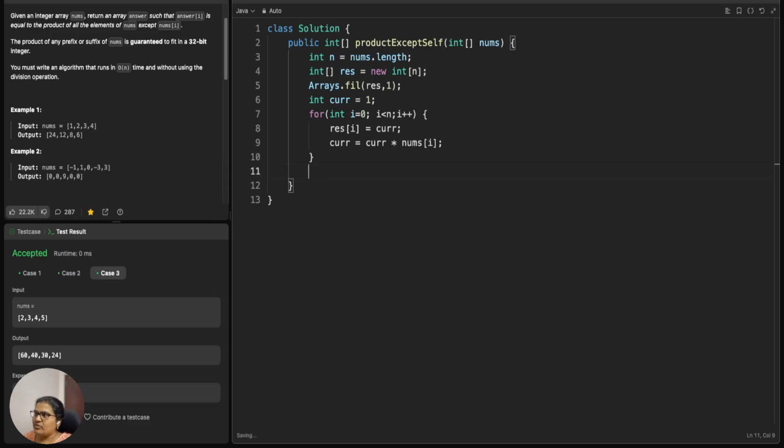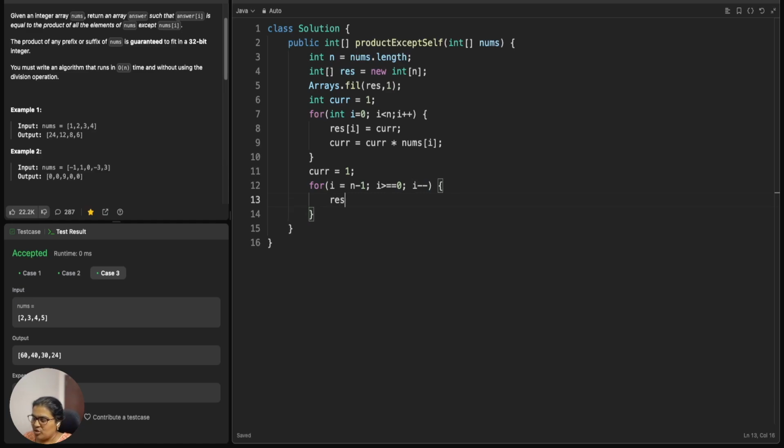Now, after this, we will have the product of all the prefixes in the result array. Now we have to find the product of suffixes. So let's initialize current to 1 again. When you are finding the suffix product, we will start from the end of the array and we will go till 0.